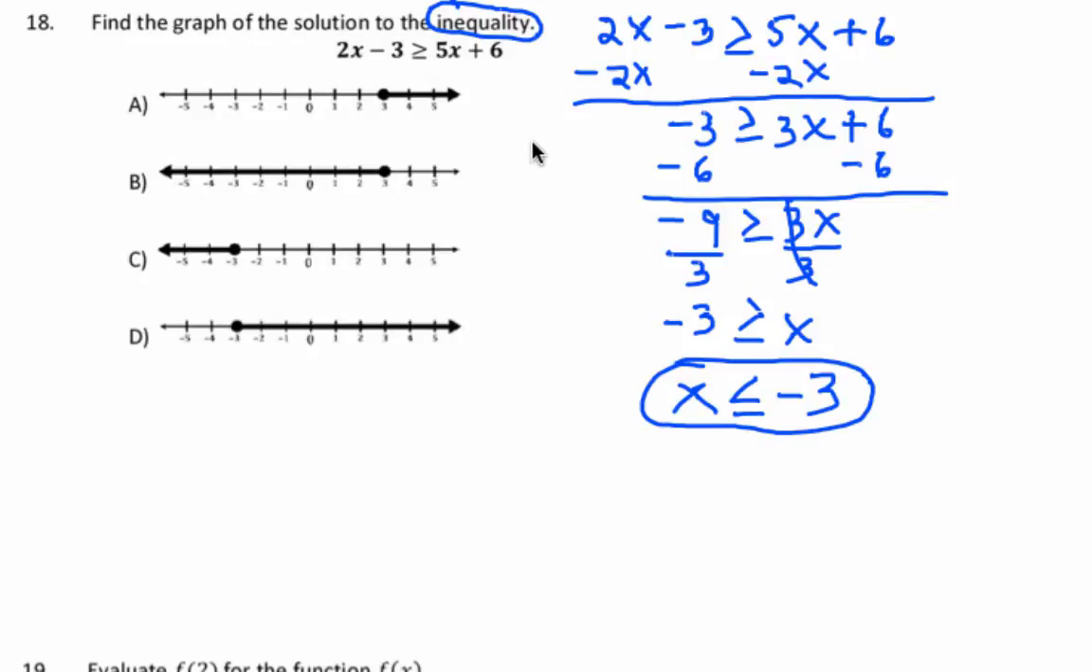And if you look at the graph there, you'll see that that will correspond to choice C. Because over here you see negative 3. X is less than that, so that's why we're shading to the left. And since it's equal here, we have to fill in the circle. So circle must be filled. And once again, the answer is choice C.